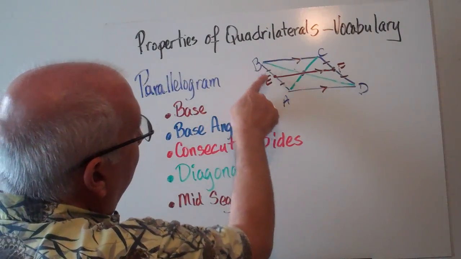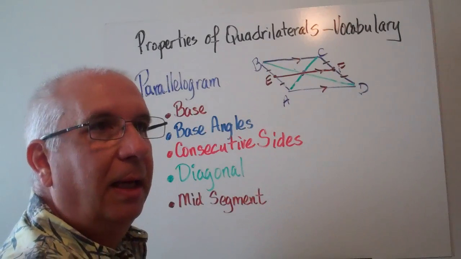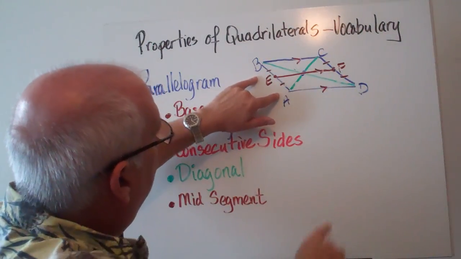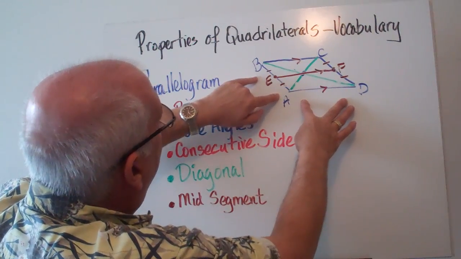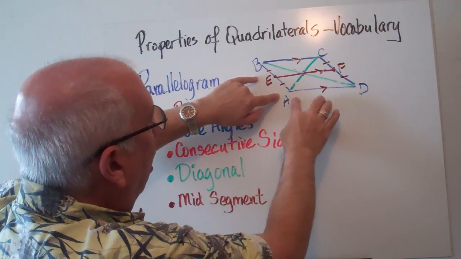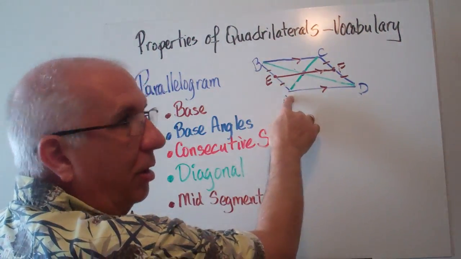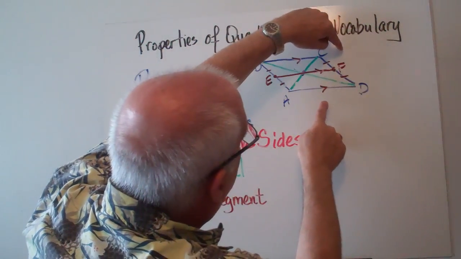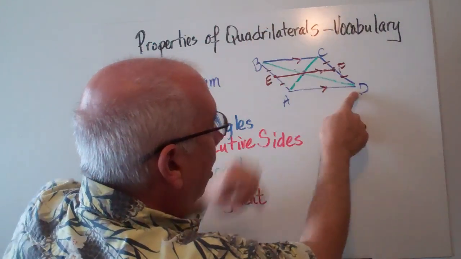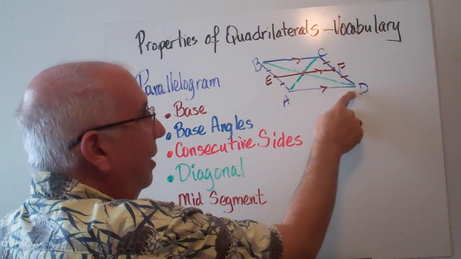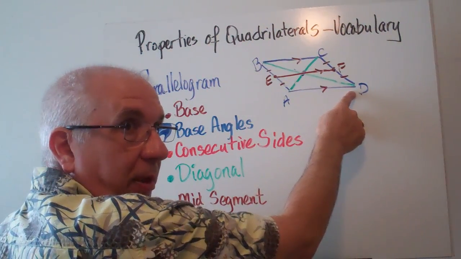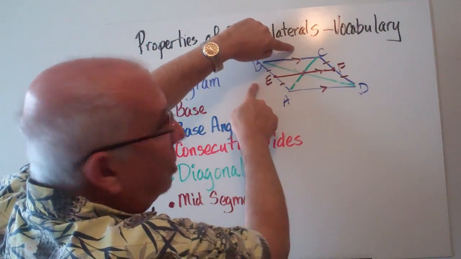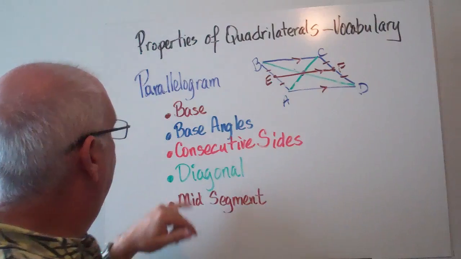Consecutive sides. Consecutive sides means two sides that share a common vertex. Therefore, segments AB and AD are consecutive sides because they share the vertex point A. Segments CD and AD are consecutive sides because they share a vertex point of D. These two sides are consecutive and these two sides are consecutive.